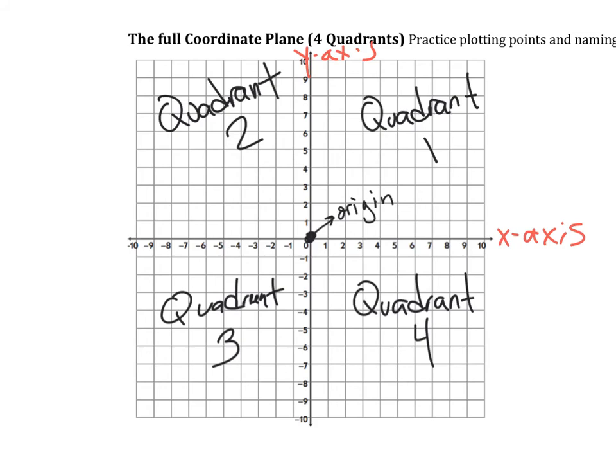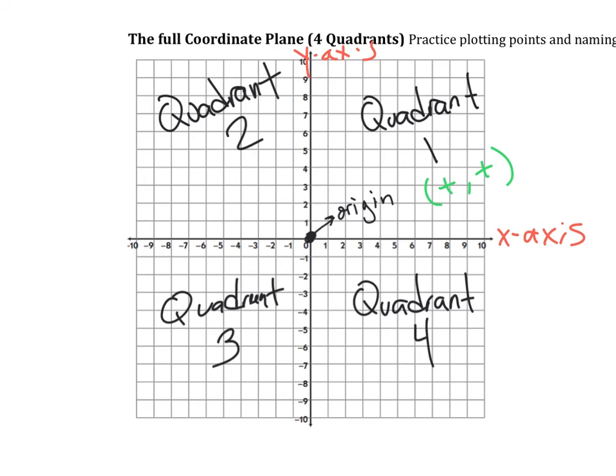Now, if you notice, if you take any point inside quadrant 1, look at the x values. All of the x values in quadrant 1 are positive. Same thing with the y values. All the y values in quadrant 1 are positive. So anytime you have a coordinate point in quadrant 1, you're going to have a positive x value and a positive y value. That's not true for the other quadrants.